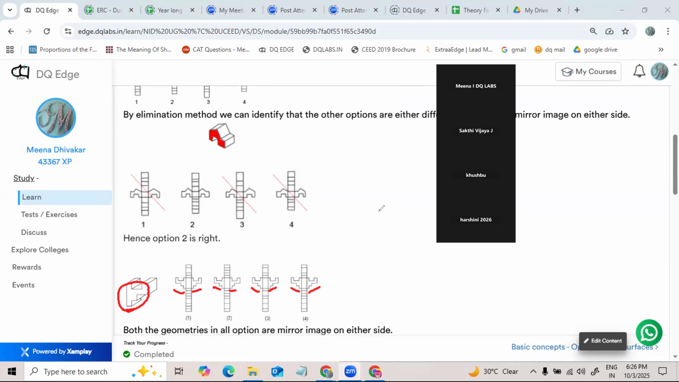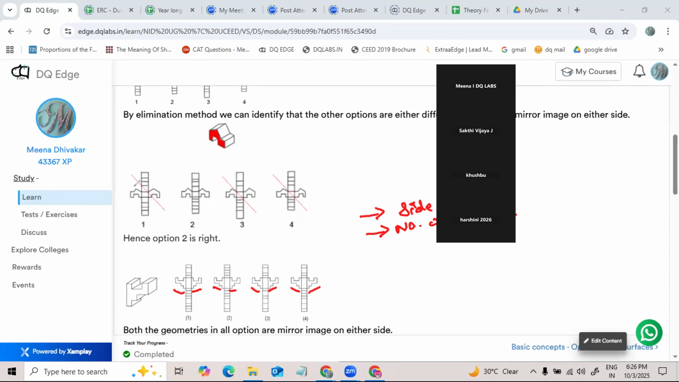In this case, what to do? See, my side view is almost the same in all the options. Then I can't go with side view. I have to go with the number of surfaces. When I go with the number of surfaces, can you count how many surfaces are there in your main picture?